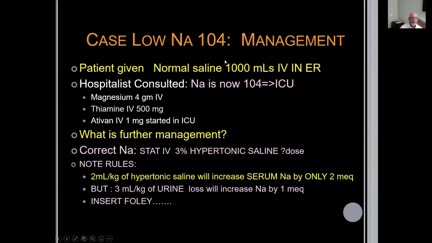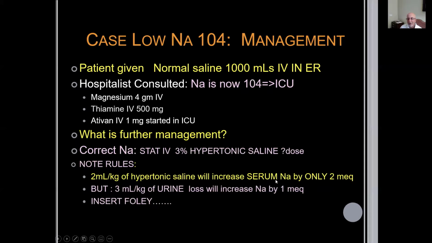The intensivist is consulted for further management of this patient. The patient was given immediate 3% hypertonic saline. The rule for correction of hyponatremia is that 2 cc's per kilo of hypertonic 3% saline will increase the serum sodium by only 2 milliequivalents. However, we also forget that every 3 cc's per kilogram of urine loss will also increase the sodium by 1 milliequivalent.